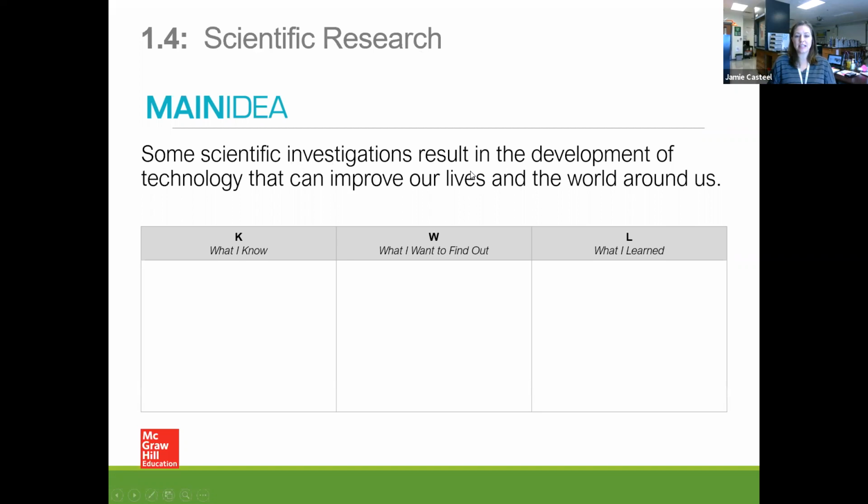Some scientific investigations result in the development of technology that can improve our lives and the world around us. Notice it says some scientific investigations. So take a second and think about what do I know, what do I want to know, and what will I learn, which hopefully you'll come back to. If you want, go ahead and put this on page 11. There's a big section down at the bottom in your workbook, and you can just put your little chart there. What do I know? What do I want to know? Come back and fill in what you've learned at the end. It's a really good way to study.